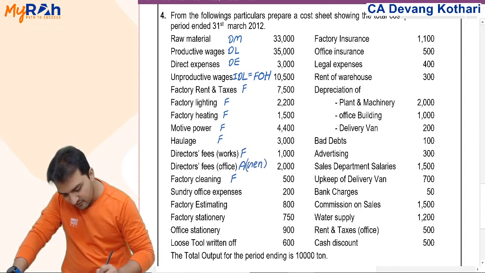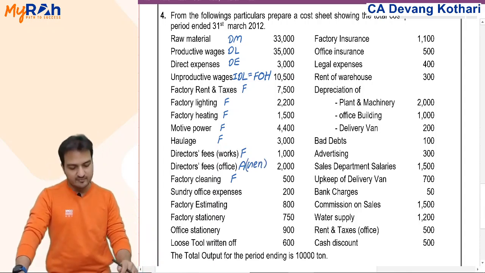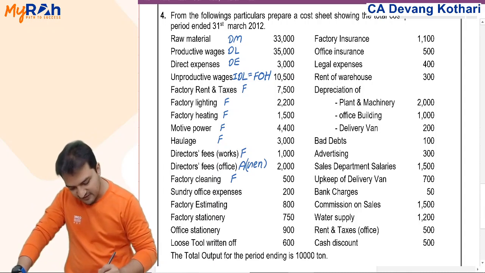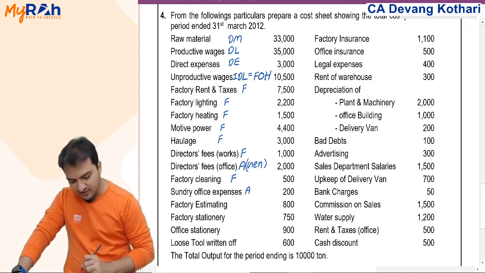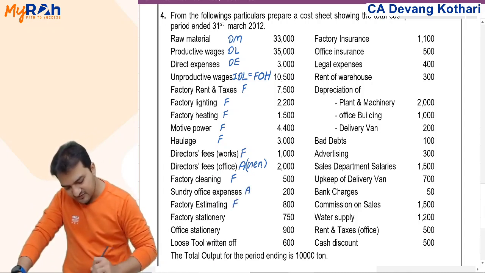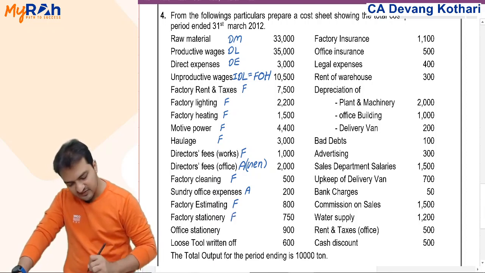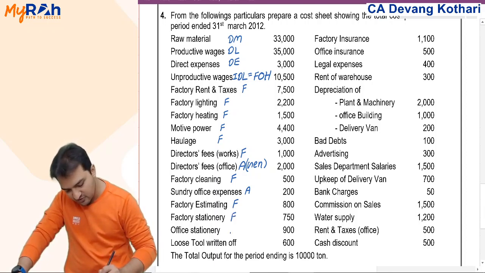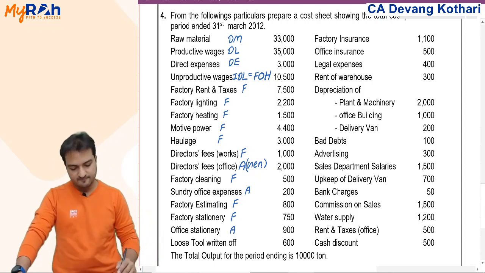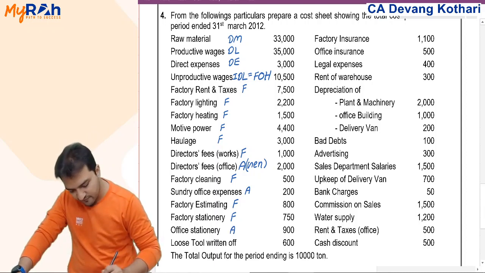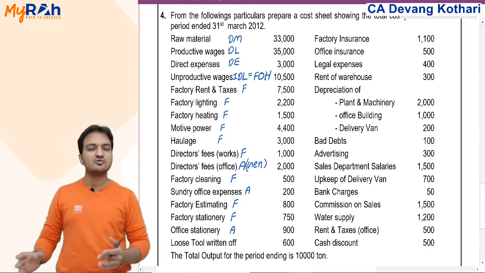When you don't know anything, it will always go under general admin. Sundry office expense again goes under general admin. Factory estimating is factory. Factory stationery is factory. Office stationery goes under admin. Loose tools, written off. Tools are used where? Tools are used in the factory.